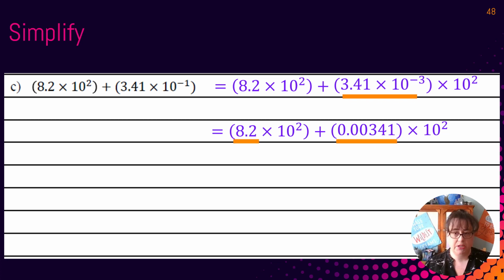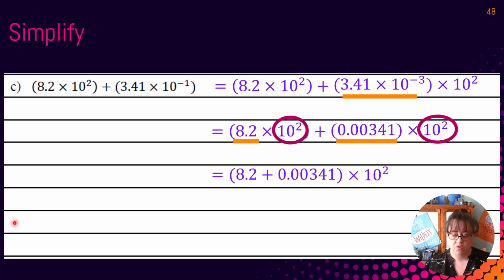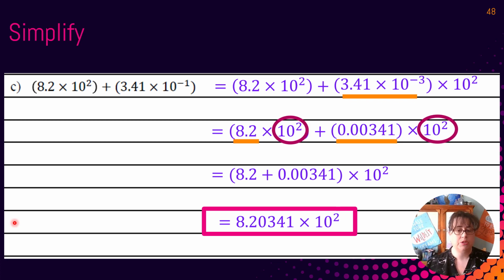So now we're going to take our 8.2 and our 0.00341, and we are going to add them. Why are we adding them? Because it's an addition sign right here. And then times 10 squared, because it's a 10 squared right there. So when we add those, we get 8.20341 times 10 squared. So once we get the messiness of getting the power of 10 right, add those factors and then make sure that you have the right power.